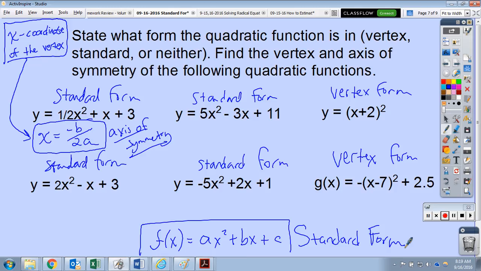And what is a? No, a is not 1/2 x squared. We're looking at the first function.